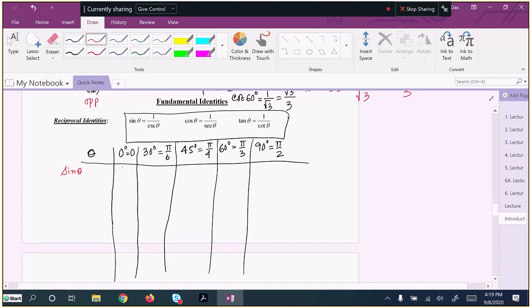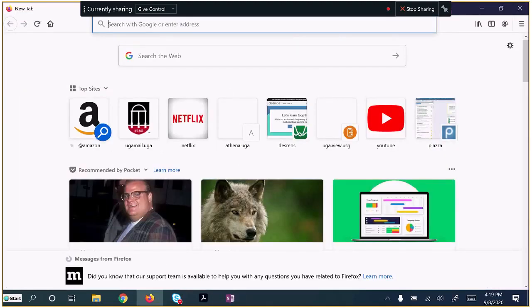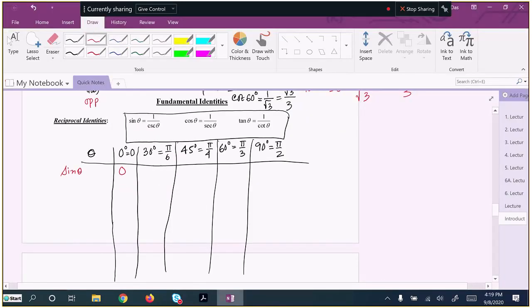Sine theta at 0 will be 0. At 30 degree or pi over 6 will be equal to 1/2. At 45 degree will be 1 over square root of 2. One can say this is square root of 2 over 2 as well, doesn't matter. At 60 degree will be square root of 3 over 2. At 90 degree will be 1.